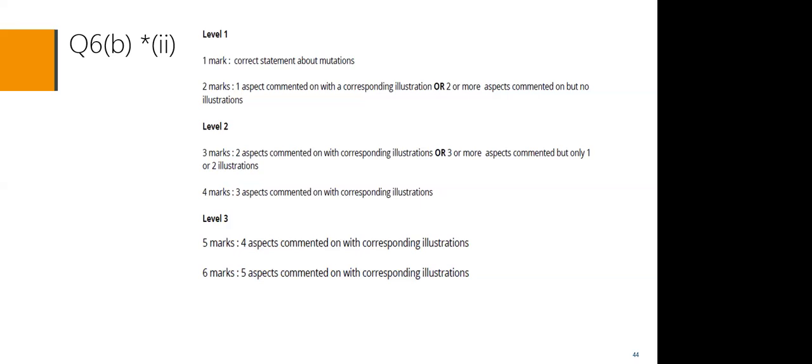If they describe 2 aspects with both of them having illustrations, or 3 aspects but only 1 or 2 illustrations, then that gives them the first part of level 2, which is 3 marks. If they comment on 3 aspects with corresponding illustrations, that gives them all of level 2, which is 4 marks. And then for level 3, it goes up to 4 aspects with illustrations, and then 5 aspects with illustrations.